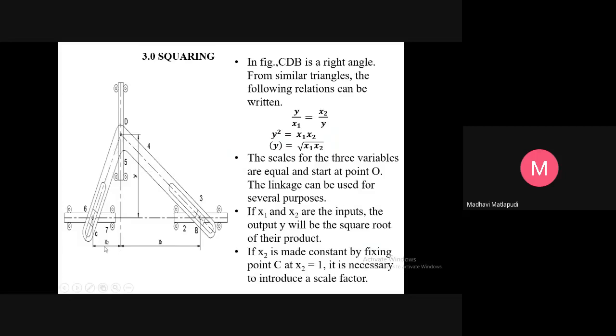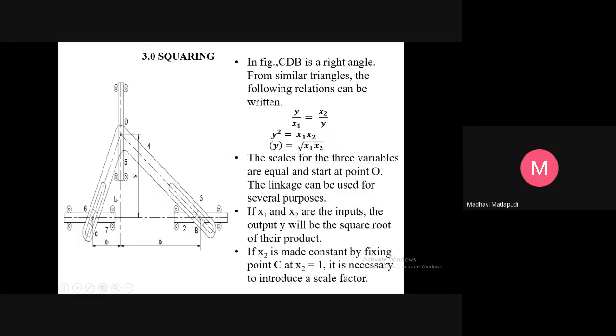Now let us say that X1 and X2 are two inputs, which are the distances from the vertical axis of the ram to the slider center on both sides. And then Y is the distance between the axis of the horizontal rams to the pivot center here. Y happens to be the output. Now you can see there's a triangle CDB, a right angle triangle, which you can again divide into two triangles, and they happen to be similar triangles.